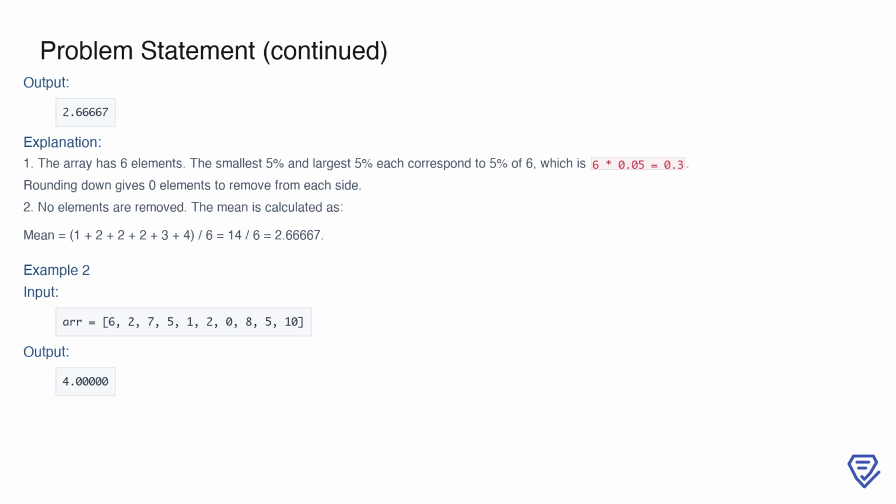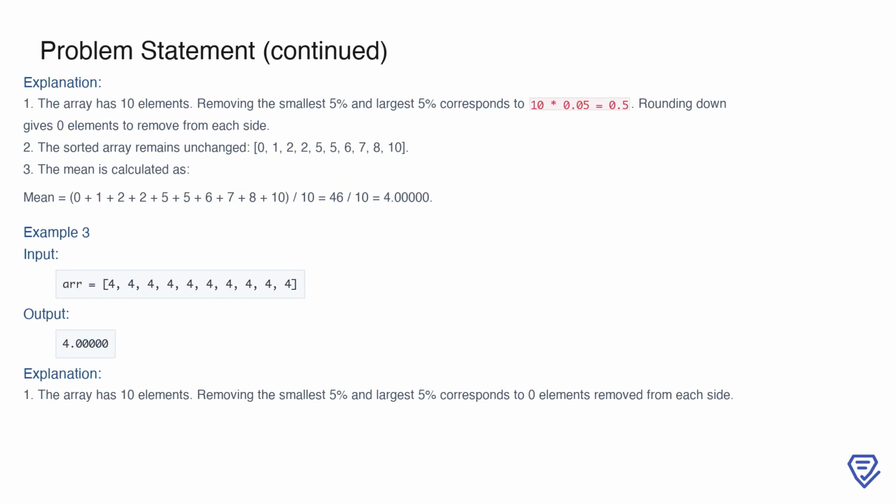Suppose the input array is 1, 2, 2, 2, 3, 4. The array contains 6 elements, and 5% of 6 is 0.3. When this value is rounded down, we get 0, meaning no elements are removed from either side of the array. The array remains unchanged, and the mean is calculated as the sum of all its elements divided by the total number of elements. Here, the sum is 14, and dividing by 6 gives us a mean of 2.66667. This highlights how the problem handles cases where rounding results in no elements being removed.